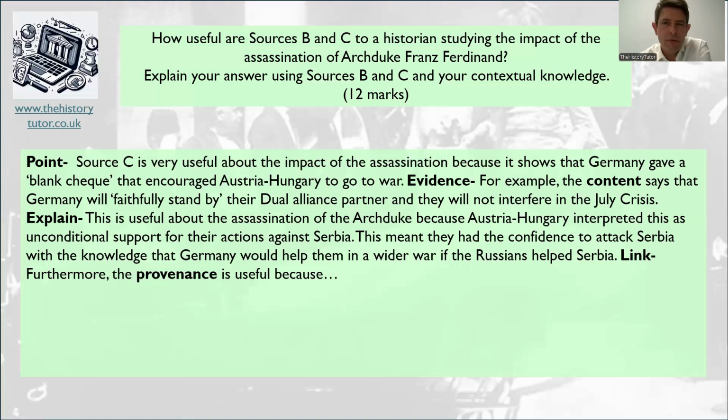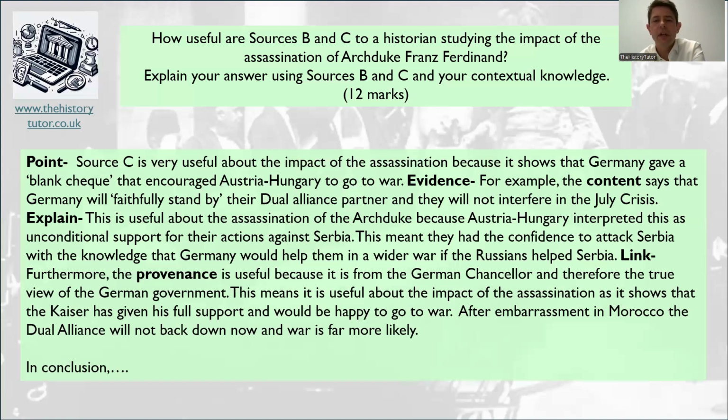So what about the provenance? It's this German chancellor, it's about the time of the events. So how do you think that could be useful? So again, pause and give some ideas. So here we are then. Furthermore, the provenance is useful because it is from the German chancellor and therefore the true view of the German government. This means it's useful about the impact of the assassination.